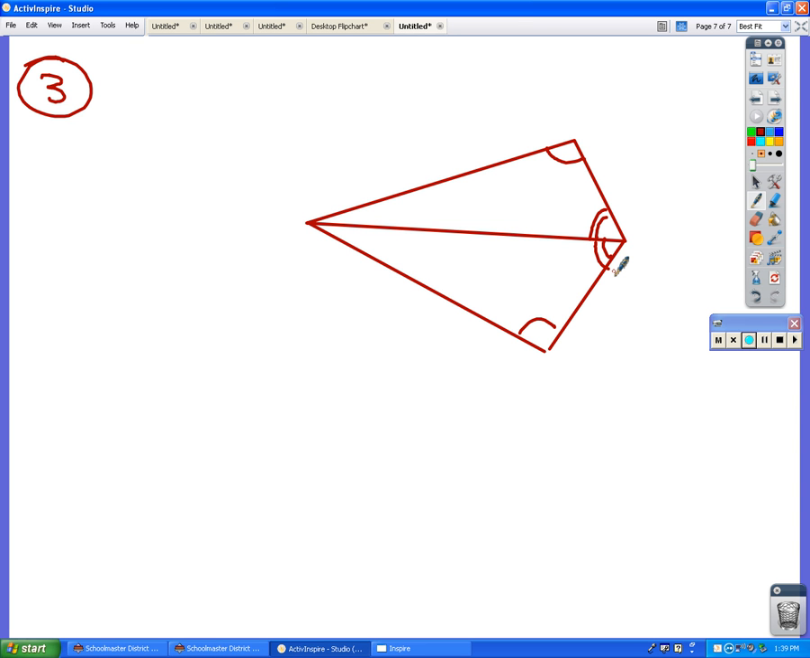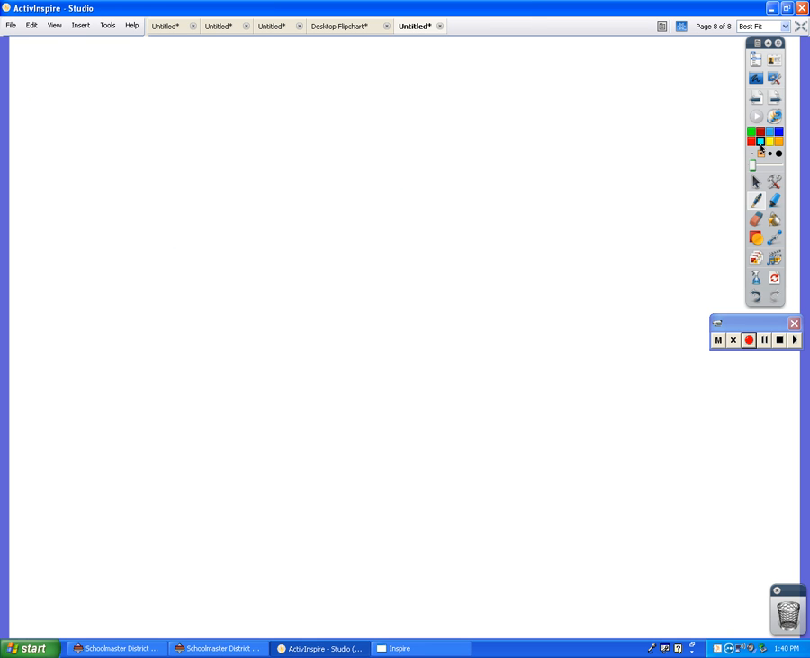Angle, angle, side. Yes, because this side is congruent to itself. And so I've got angle, angle, side here, and I've got angle, angle, side here. So I have angle, angle, side. Okay? Good deal. So these aren't so bad, right?